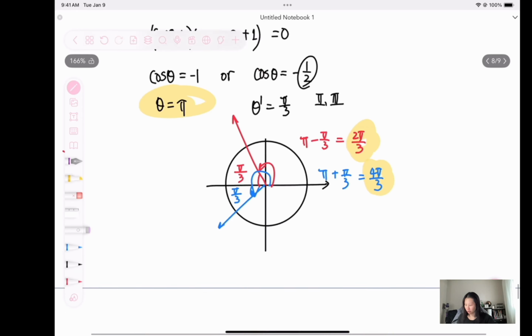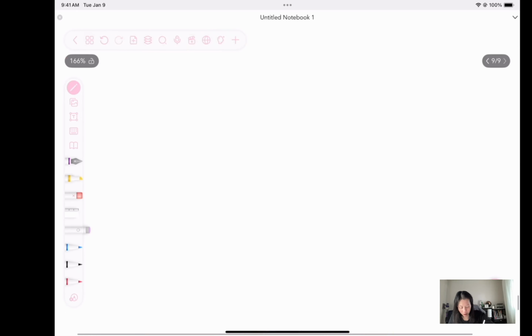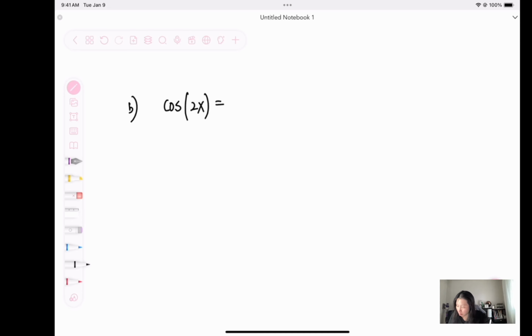Next question. Second exercise is cosine 2x equals 1/2. And remember that x is on 0 to 2 pi. So that means 2x will be on 0 to 4 pi. You multiply by 2 on all of them.